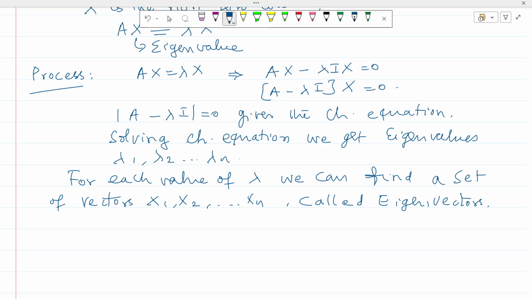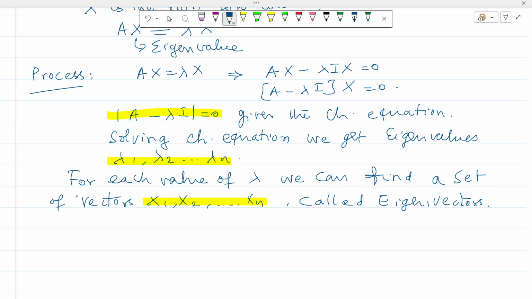So first we have to find the characteristic equation, afterwards find the eigenvalues. This is the procedure. First find the characteristic equation, A minus lambda I equal to 0, and then you can find the eigenvalues lambda 1, lambda 2, lambda n. From those, we can find the eigenvectors x1, x2, xn. Okay, fine.